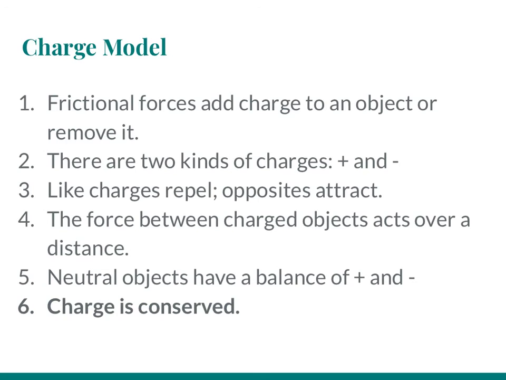So based off of all of these experiments, Benjamin Franklin and us, we came up with this charge model: you can use frictional forces by rubbing to add charge to an object or to remove it, and there are two kinds of charges, positives and negatives. Like charges repel, opposite charges attract. The force between two charges acts over a distance, so the two objects don't have to be in contact, and the amount of force varies based on how close or how far apart they are. We also know that neutral objects have both positives and negatives. That comes more from an atomic standpoint, and that charge is conserved in a closed system.